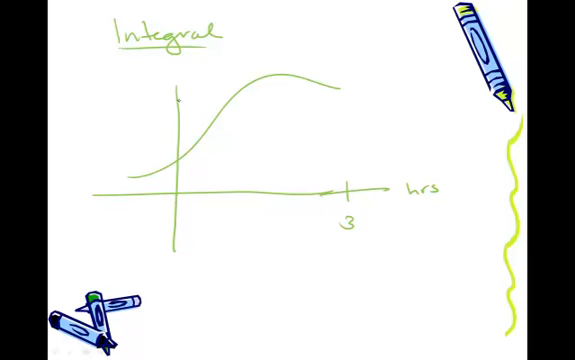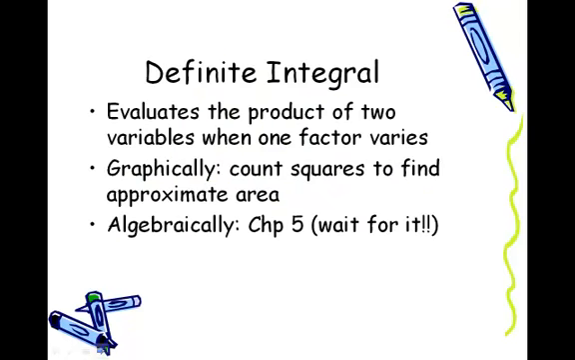And let's again use our hours and miles per hour. When, however, the rate of change, or the velocity, is not a constant. So how do we find the area under this curve when the y values are not a consistent value? This is called the definite integral. The definite integral evaluates the product of two variables when one factor varies. In this case, it was our y, or our velocity.